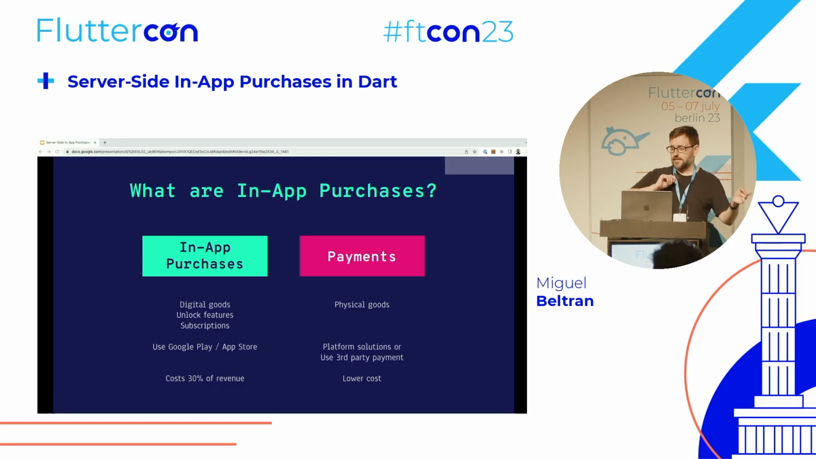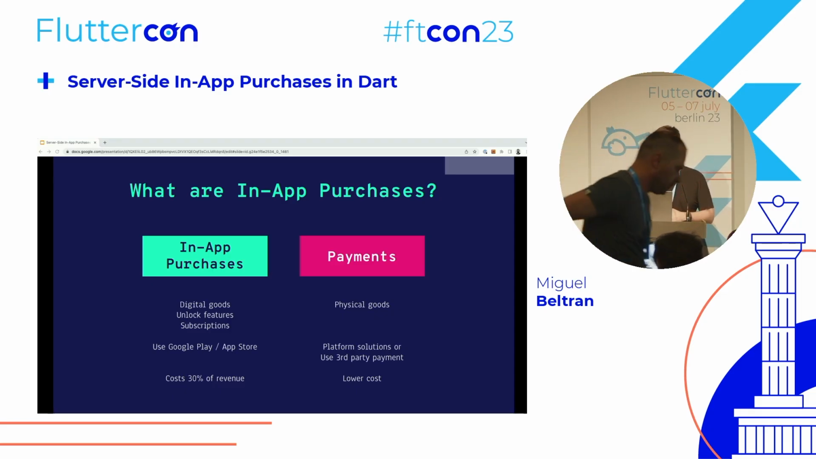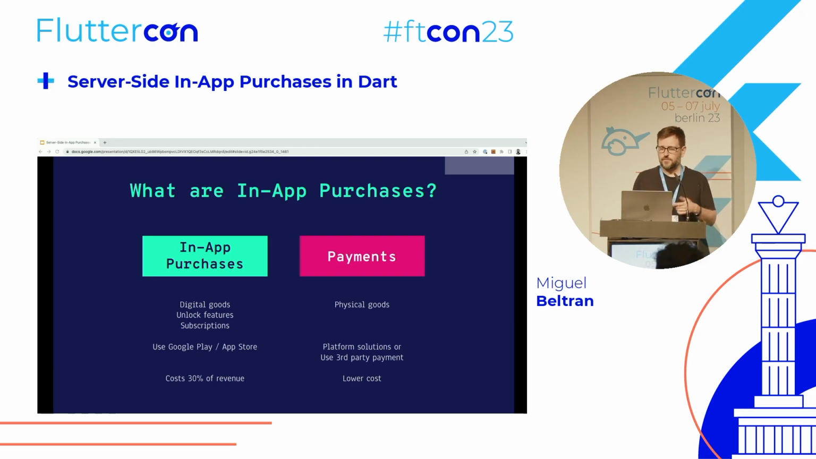Payments, on the other side, is used for anything that has to do with buying physical goods, some sort of online shopping. So here you can use Google, you can use whatever Apple is providing, but also you can use third-party payment platforms. The integration is completely different, and they also have lower costs. So again, we're focusing on the first one.